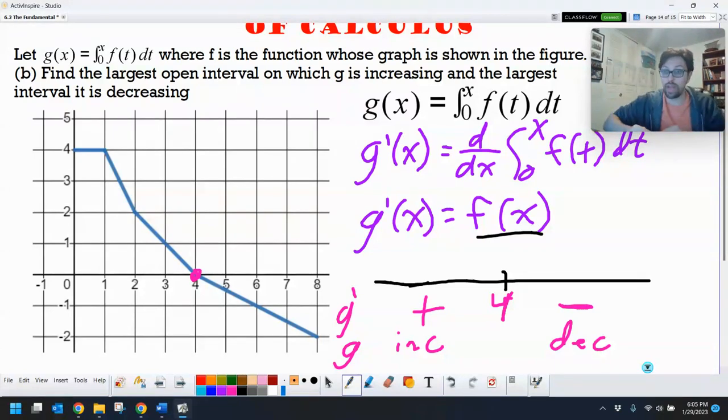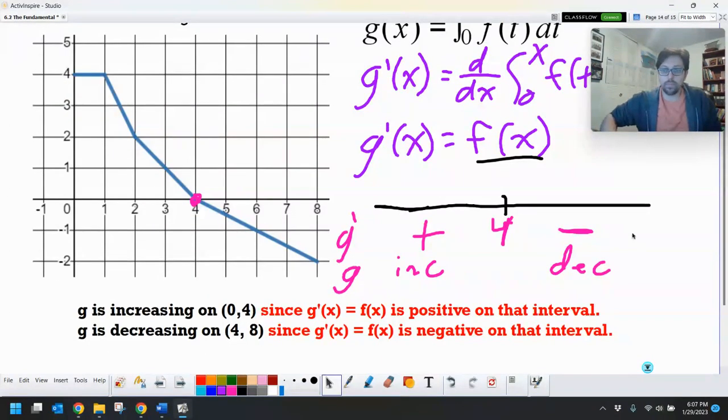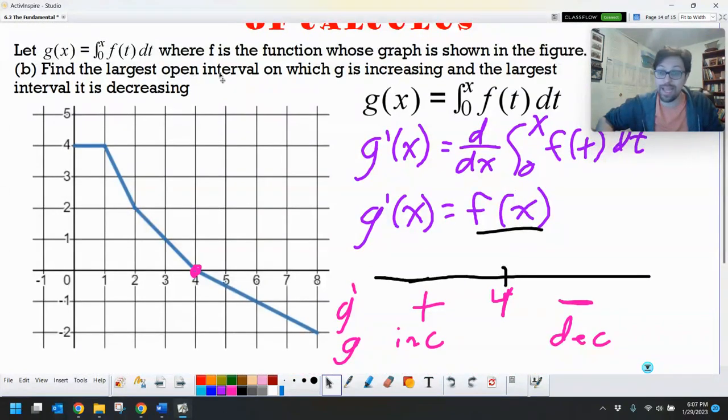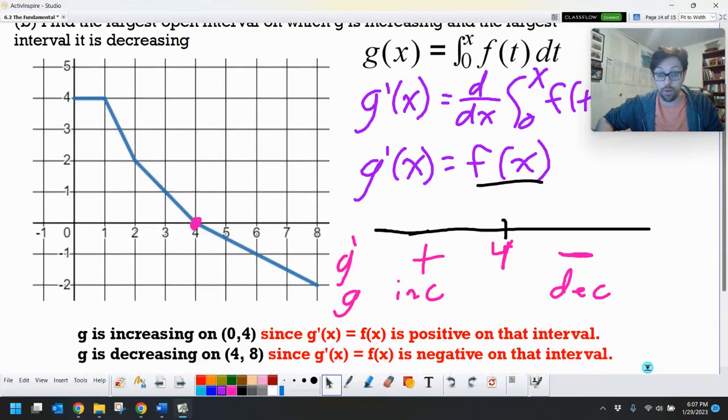So we could write out our intervals now. Note that this problem was not asking us to justify, so I didn't need to write what's here in red, but I just put it here in case you wanted to visually see what I was saying rather than just trying to get it off of the words that were coming out of my mouth. But g is increasing from 0 to 4, and g is decreasing on 4 to 8. I chose to use open intervals because they asked for open intervals. So open intervals is what you're going to get.